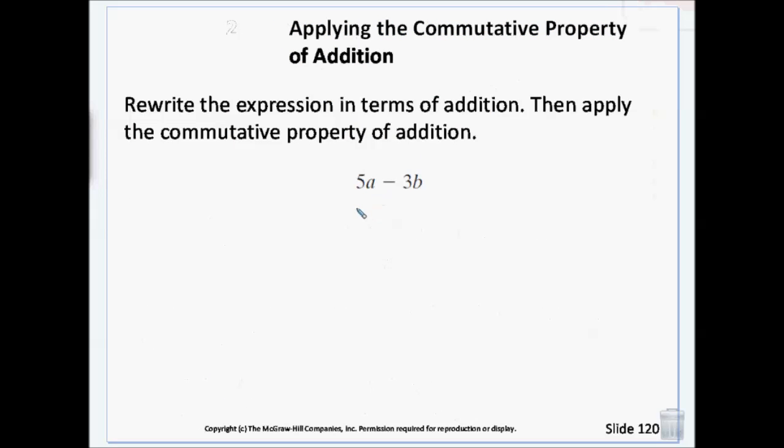So I have to change this to addition first before I can apply commutative property to it. So then that becomes negative 3b plus 5a, because I can't switch the order of subtraction. 5a minus 3b is not 3b minus 5a, right? So you have to make an addition before you can change the order. Negatives or subtraction signs, they're like your shoes. You don't go anywhere without them. So they stick with the 3b.